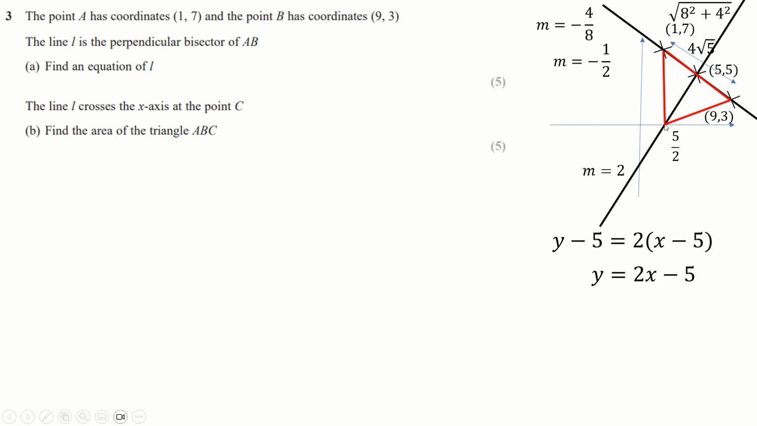And then this one here, so it goes across from 2.5 to 5, that's 2.5 across, and it goes up 5. So if we do 2.5 squared plus 5 squared, square rooted, we'll get this, again from a calculator. And then because these two lines are at 90 degrees here, to find the area of this, we can just do a half times this times that, half times base times height, and we'll get our answer.